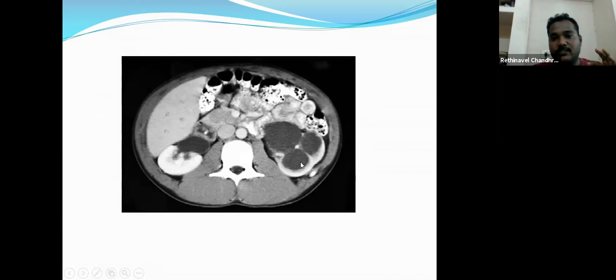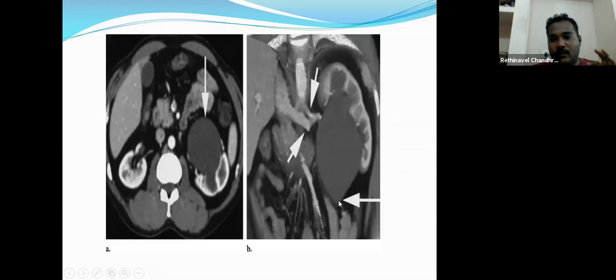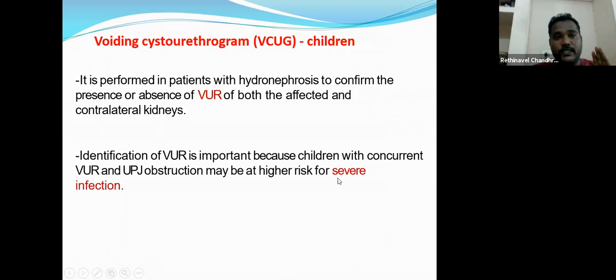Even the minor calyces are dilated and the parenchyma is thinned out. You can see again in the picture there is an abrupt cut-off at the arrow marks, but distal to that you are not going to see the ureter. There is only a huge dilatation of the pelvis. Even the calyces are dilated, but distal to that there is non-visualization of the ureter, which is a classical finding of PUJO.